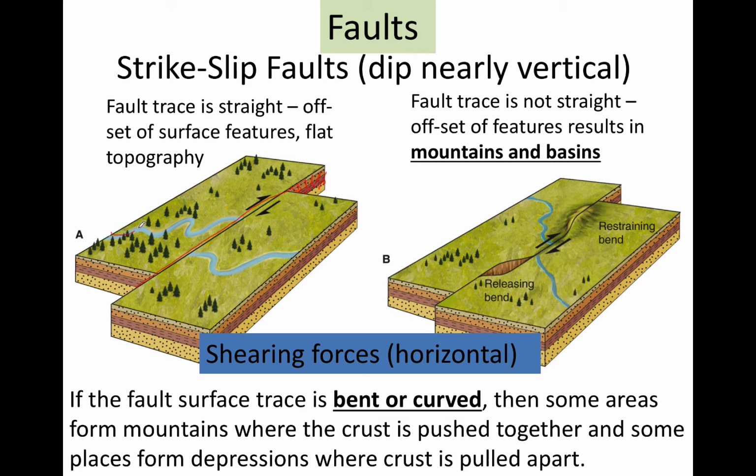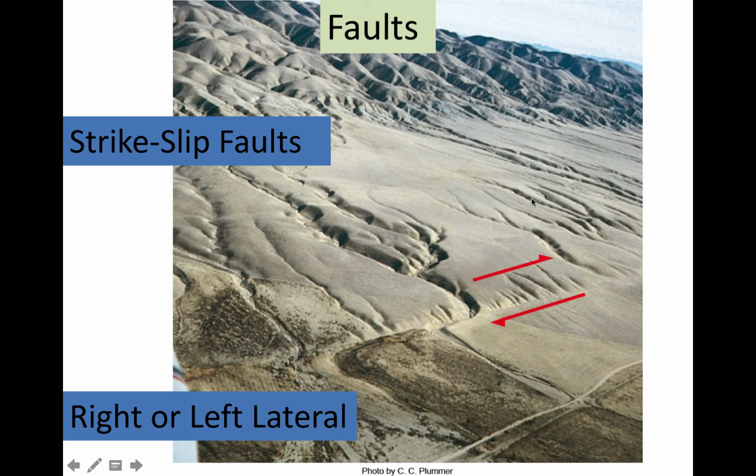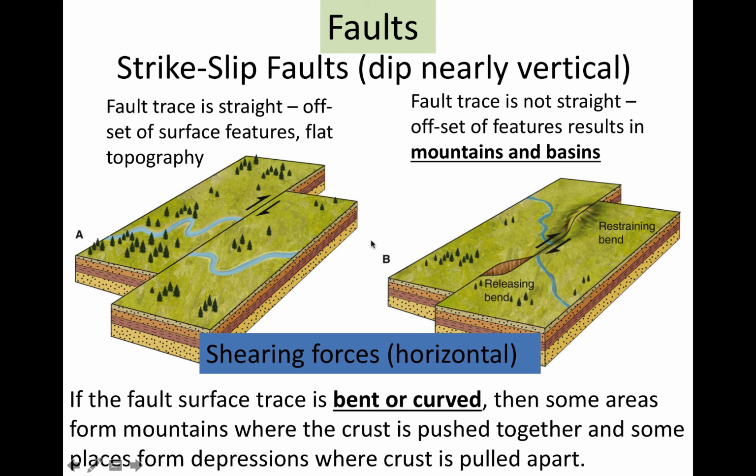In this case, we're looking at features on the Earth's surface. So this is a stream I'm tracing in on the left-hand side block. You can see it here. So we're looking at the Earth's surface. And there are two kinds of strike-slip faults. There are left lateral and right lateral.